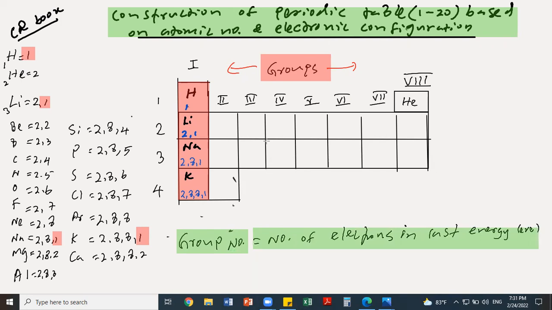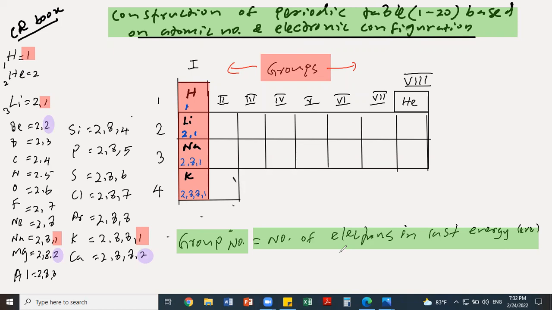Example: last energy level 1 electron, group 1. Last energy level 2 electrons, group 2. Last energy level 3 electrons, group 3. Okay, I'll give one more example. Look here, second group. Can you find what elements will belong to the second group? Outermost 2 electrons: beryllium. Last energy level 2 electrons: magnesium. Last energy level again 2 electrons: calcium. They all come to the same group. I highlighted them purple. Group number is equal to the number of electrons in the last energy level.